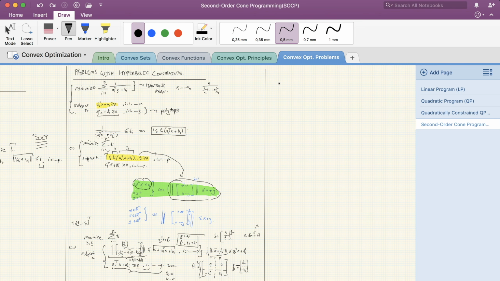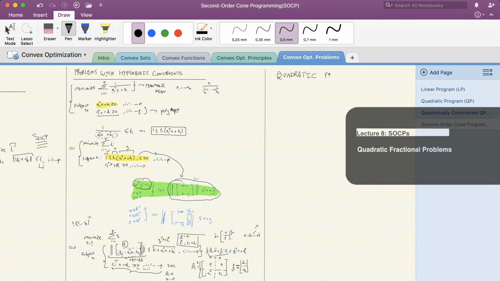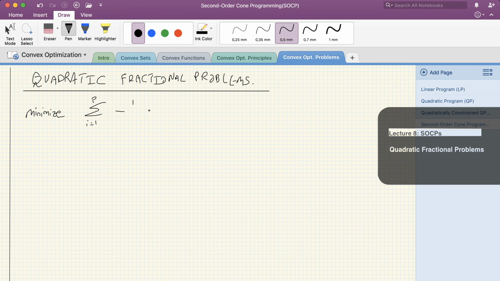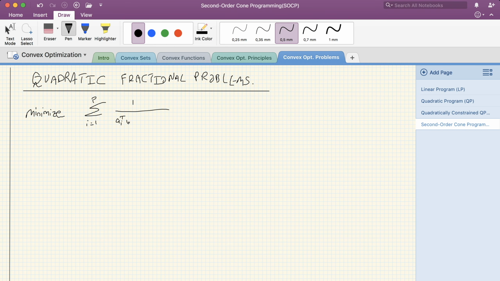Other problems that show hyperbolic constraints, I should have included it in this column, but I'm going to exclude it from this column. The quadratic fractional problems. So problems of the following form, just minimize sum of, instead of a linear fraction as such, as we saw before, over a polytope, so AI transpose X plus BI being positive and some other linear inequalities forming a polytope.